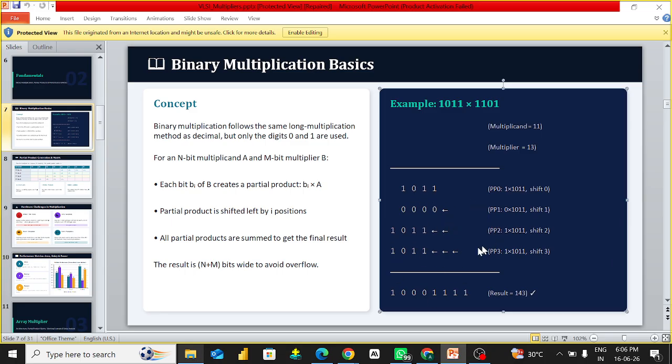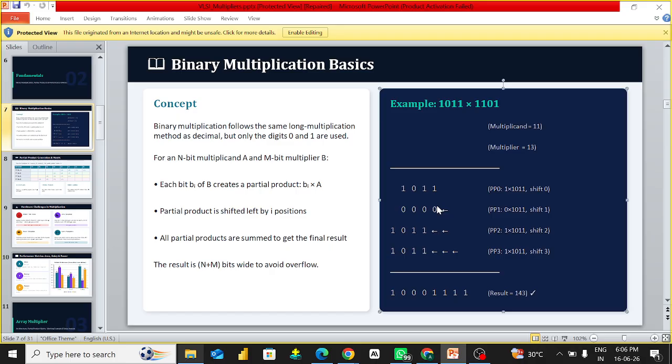After you generate the partial products, the second step is partial product addition. That means you need to add these rows, and if you add them, you will get the answer. How? One will be there, like one.